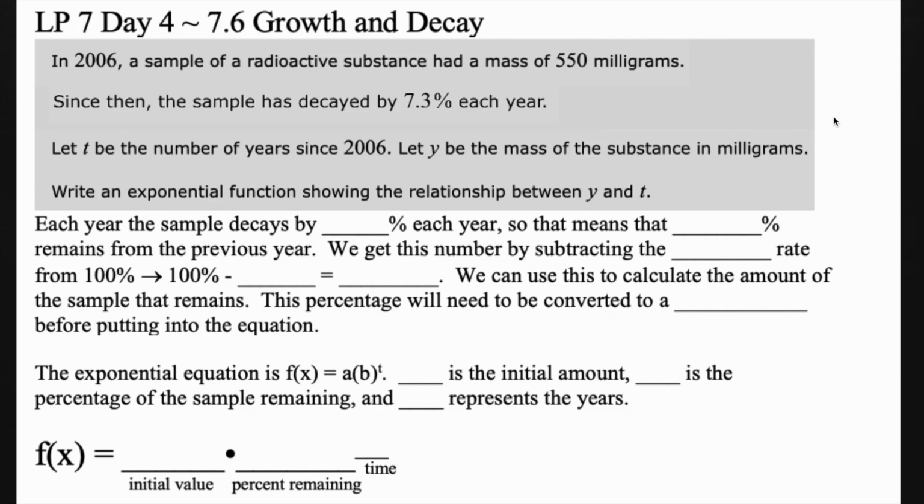All right, so we're going to take a look at exponential growth or decay word problems. In this one, it says in 2006, a sample of radioactive substance had a mass of 550 milligrams. Since then, the sample has decayed by 7.3% each year. Let T be the number of years since 2006, and let Y be the mass of the substance in milligrams. Write an exponential function showing the relationship between Y and T.